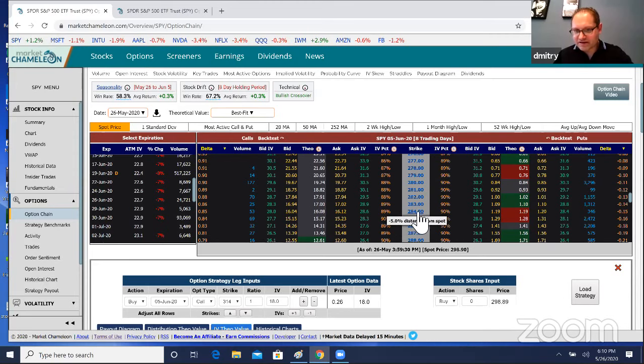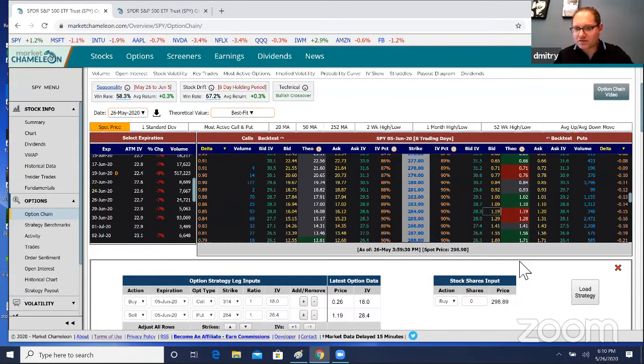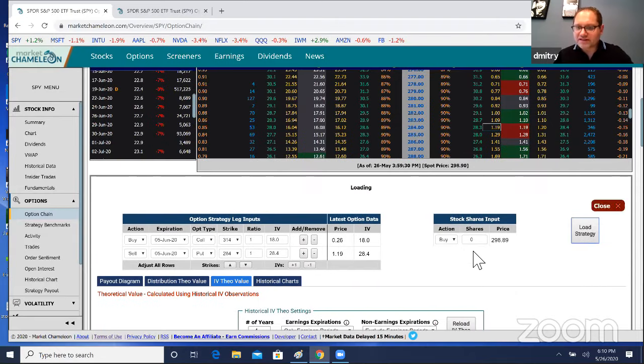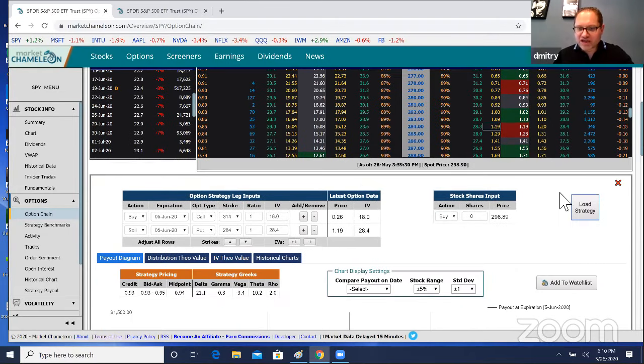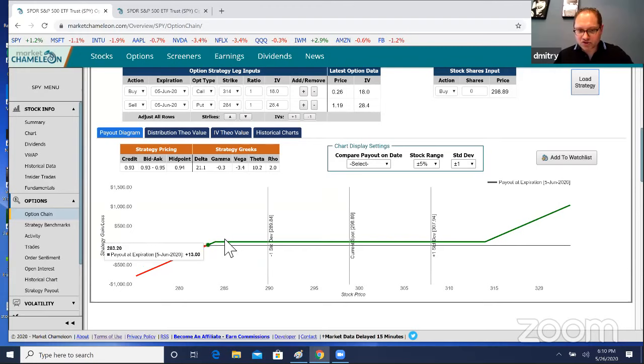So here's a 5% out of the money, 284. Let's sell that. So here I'm going to rerun that strategy. This is how the strategy looks at expiration. See all this green, since we're getting a credit of 93 cents, right?